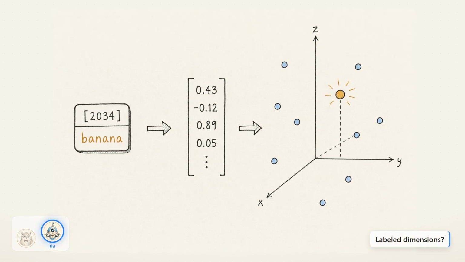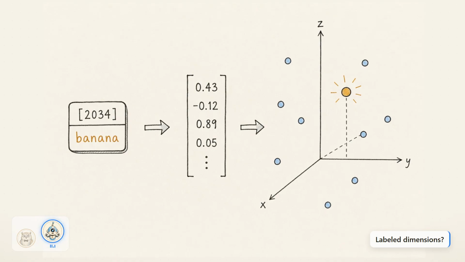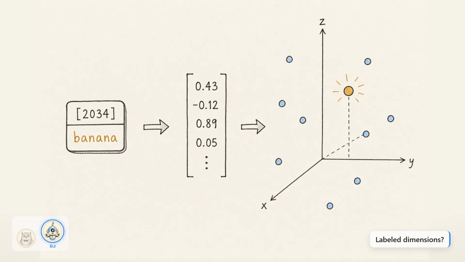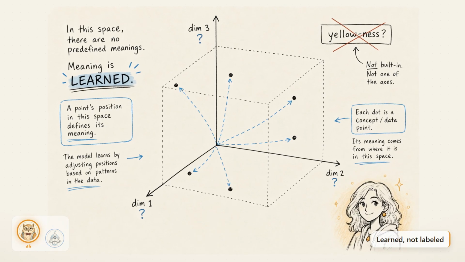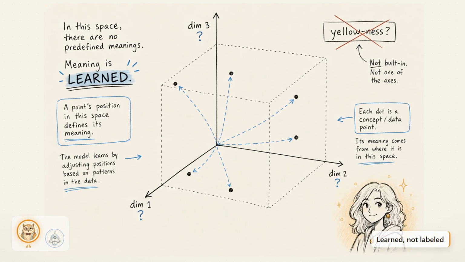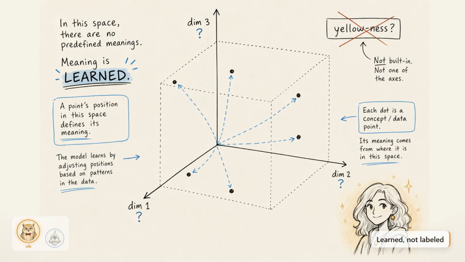So each number is a labeled concept? Dimension 7 is yellowness. Dimension 12 is fruitness. Tempting, everyone assumes that. But no. Nobody labels those dimensions. They're directions the model learns during training, and most don't match any word you'd recognize. The meaning isn't in any single number. It's smeared across the whole vector. It's about where the point lands.